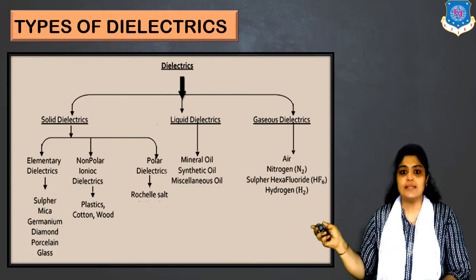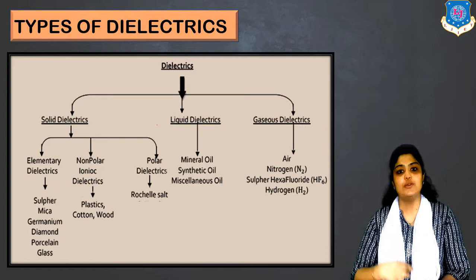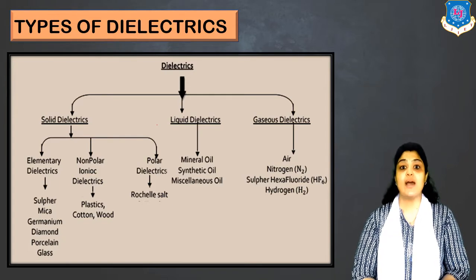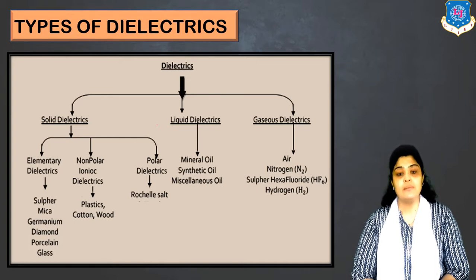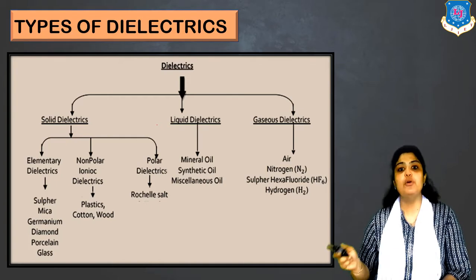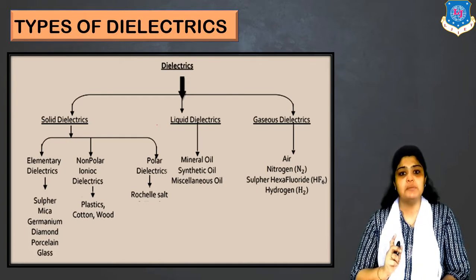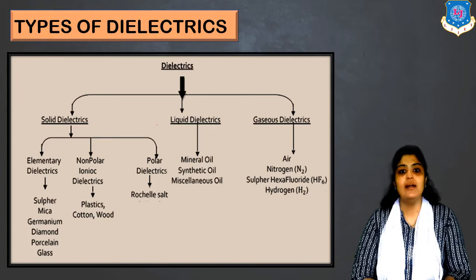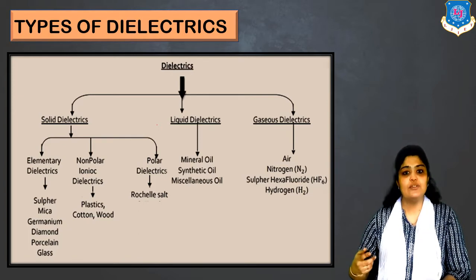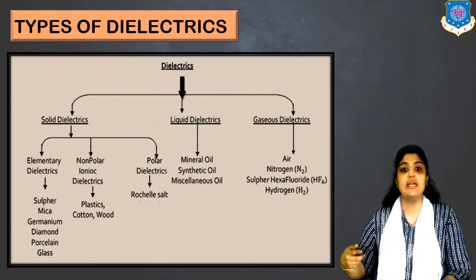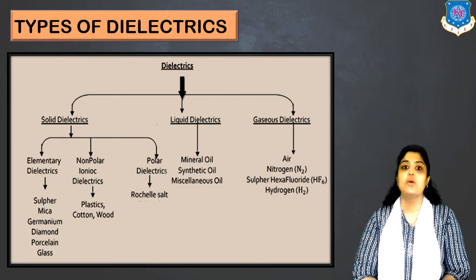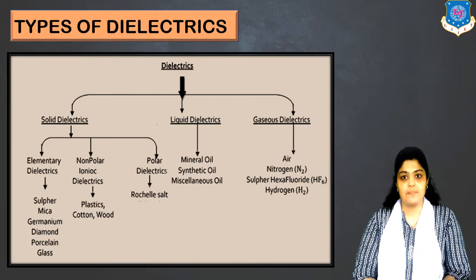The solids you can see in the diagram are further classified into three categories. The first one is the elementary dielectrics, like silicon, germanium, porcelain. Then you have non-polar dielectrics, which do not have permanent dipoles. Some of the examples are plastic, glass, wood, etc. And then you have the polar dielectrics. For polar dielectrics, I can give you the example of Rochelle salt. It's a specific type of piezoelectric material also, which is a very good dielectric.